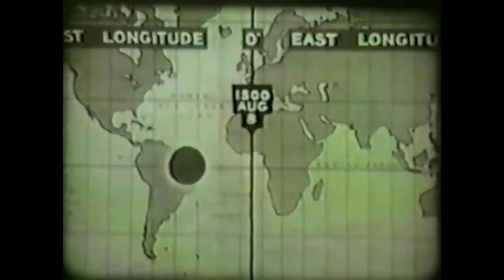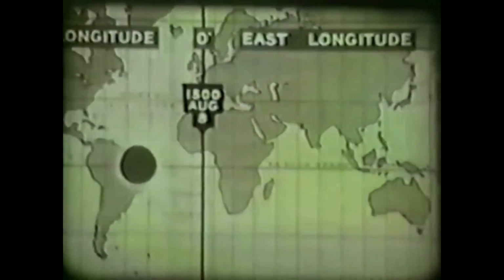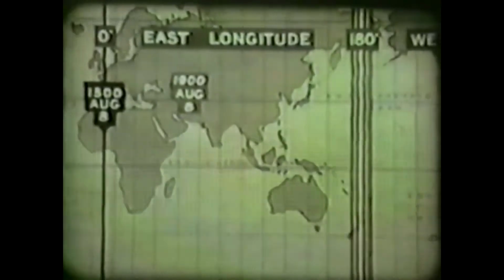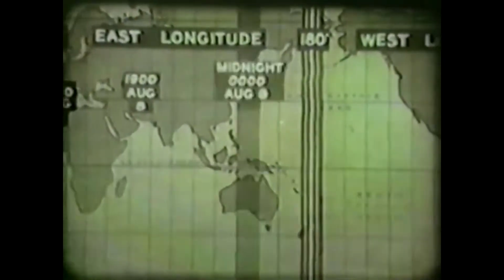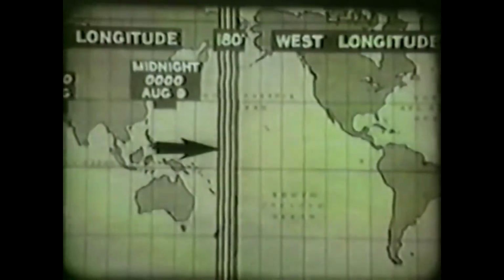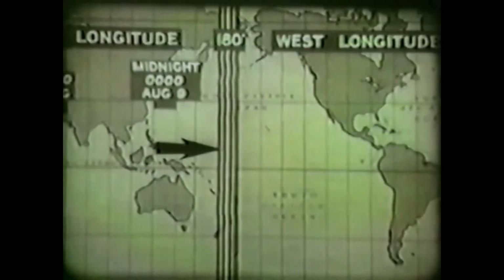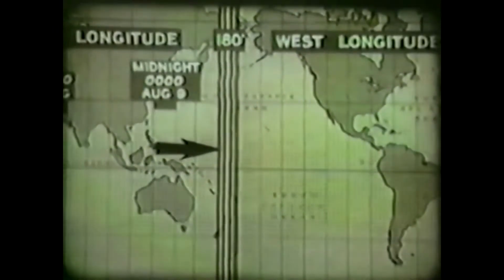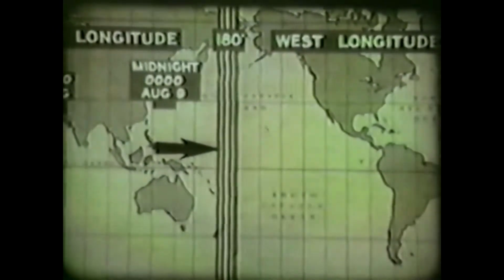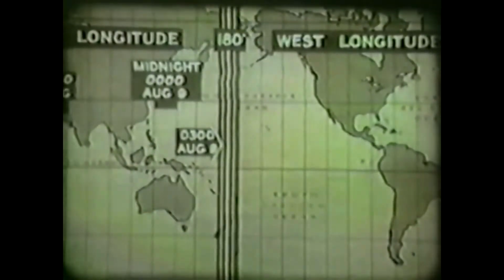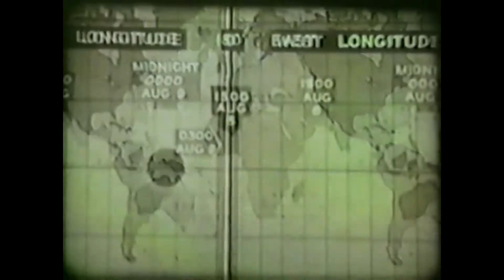Observe that as we move eastward in longitude, the time becomes later and later, because the sun is farther past the local meridian. Until here, in 176 degrees east longitude, the zone time is 12 hours later than at Greenwich, and therefore it is 0300, and the date is August 9th.